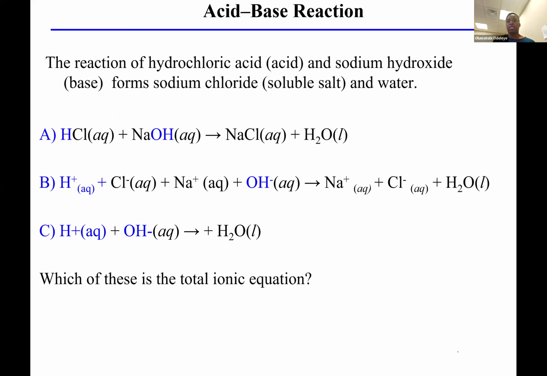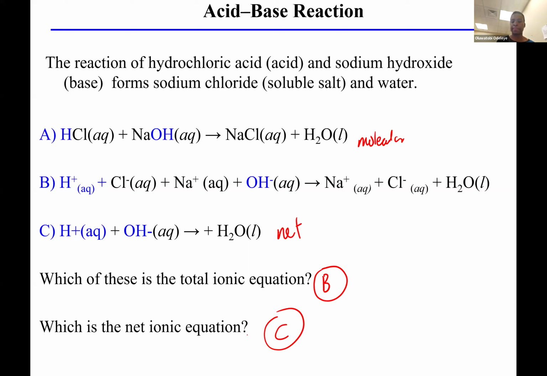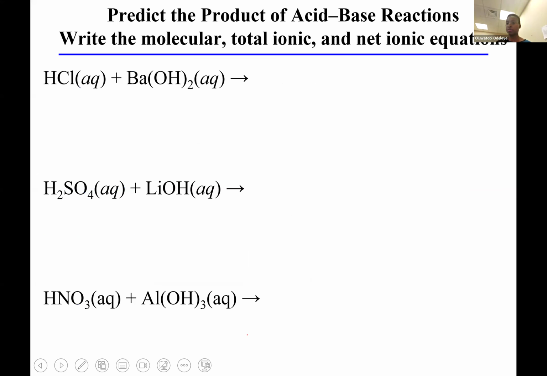Take a break, pause real quick, and tell me which is the total ionic equation. Go ahead and name each of them. Are we good? All right, the total ionic equation is B. This is the net ionic equation, and this is the molecular equation, C.